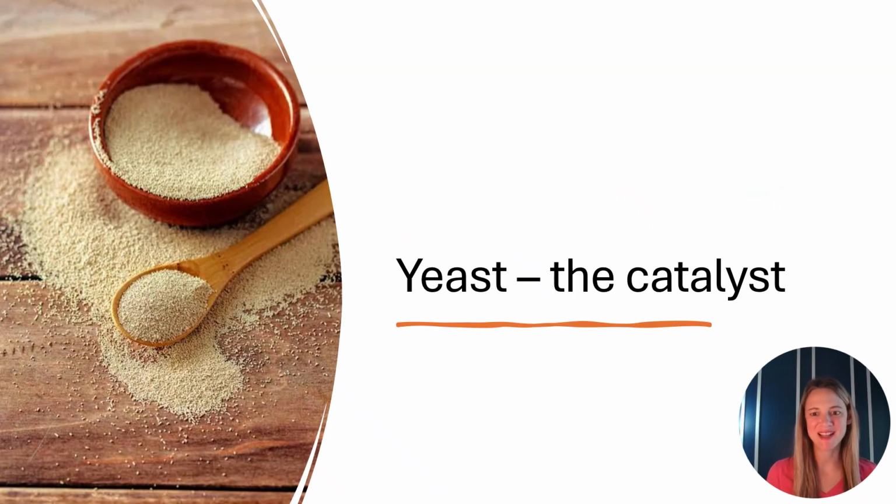So why did we add yeast? What was yeast's role in our experiment? Yeast is actually a living fungus. So it is alive, and it is so small that we would have to look with a microscope to see a single cell of yeast, but it is a fungus, and yeast produces something called catalase, and that catalase is a catalyst. And catalysts speed up chemical reactions. So that's the role that yeast played in our experiment. It provided the catalyst, which sped up the reaction.